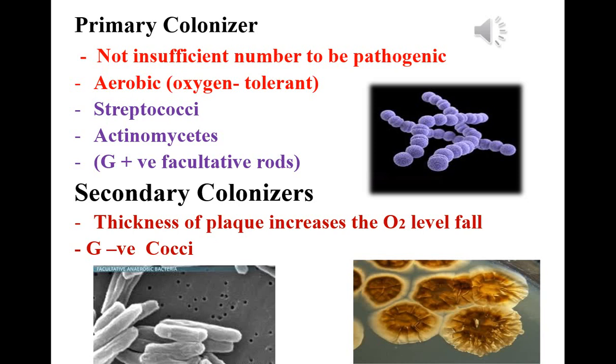As the thickness of a plaque increases, there is a deficiency in oxygen supply, so other types of bacteria are going to attach, and these are called secondary colonizer bacteria. An example of these bacteria is the gram-negative cocci. The amount and rate of bacterial composition are affected by different factors like toothbrushing, sugar consumption, and the oral immune system of saliva.